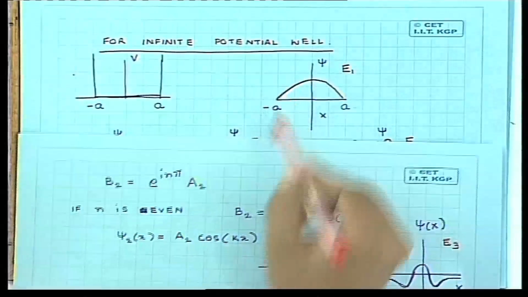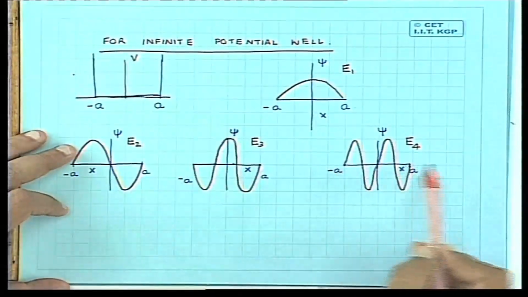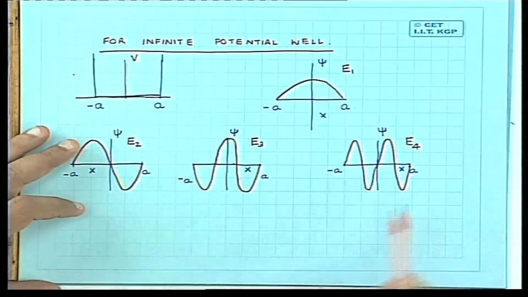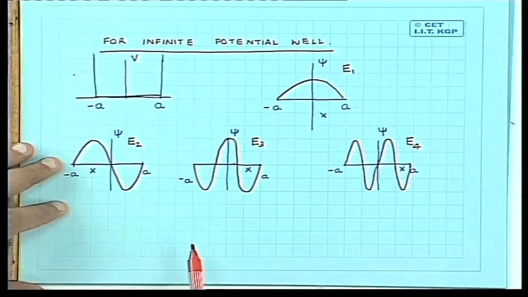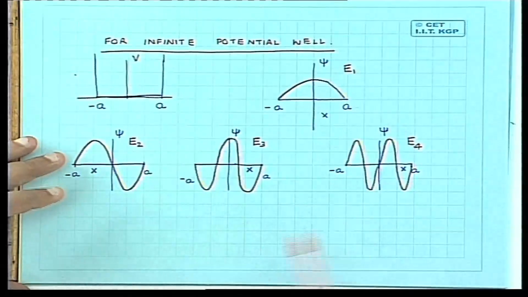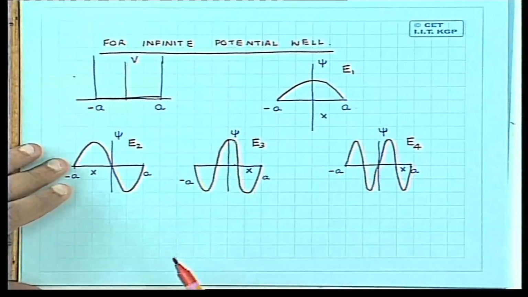This is one major difference. For the infinite potential well, you have all the allowed energies. So you have an infinite number of allowed energy levels, which is what you will expect, because as you make the potential well deeper and deeper, you get more energy levels. If you make it infinitely deep, you will have an infinite number of energy levels.